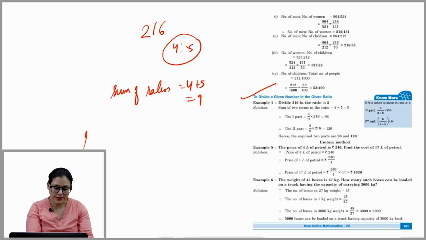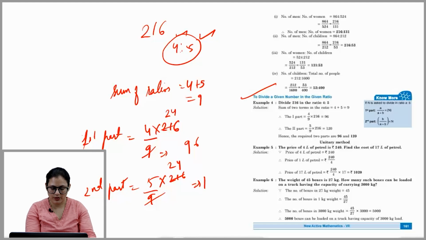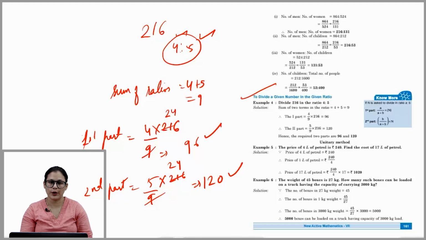Then what will be the first part? First part is 4 out of 9 into 216. 9 twos are 18, and 4 times 24 is 96. Now we have to find the second part. Second part is 5 out of 9 into 216. Here also 24, and now the second part will be 120. So now we have divided this number in this ratio. So 96 and 120.